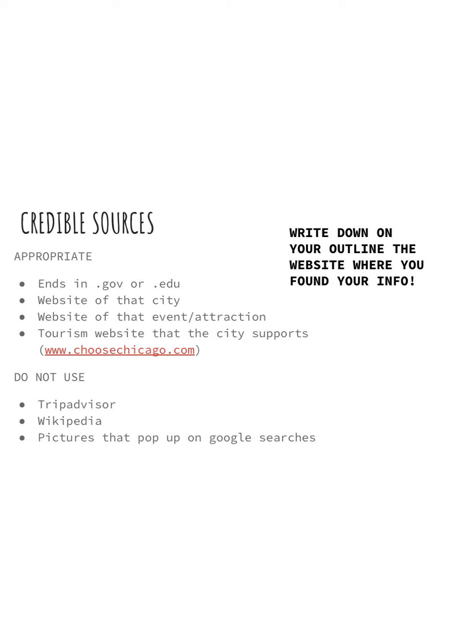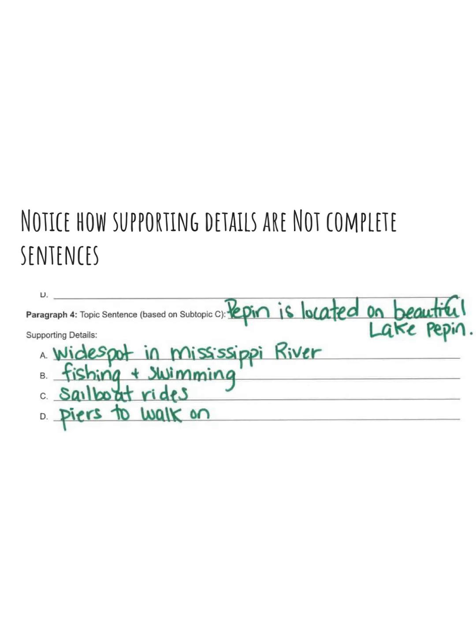Things that we are not using: number 1, TripAdvisor. Number 2, Wikipedia. And number 3, any pictures that pop up on Google searches. We can use that for ideas for subtopics, but we are not using the information that it gives us. We need to find a credible source.